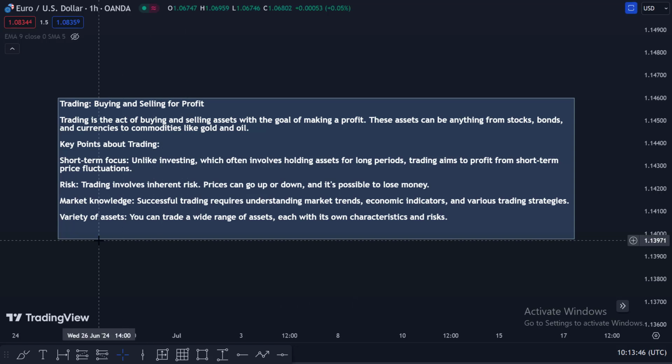Then the last thing there is variety of assets. You can trade a wide range of assets, each with its own characteristics and risk. You can imagine there are different kinds of assets. There are the forex market, metals, which is the futures market, the crypto market, the stock market, and the bond market. There are so many markets to trade. There is even one called derivative. A lot of people are doing it right now, trading every day. For me, I don't want to be trading derivative.